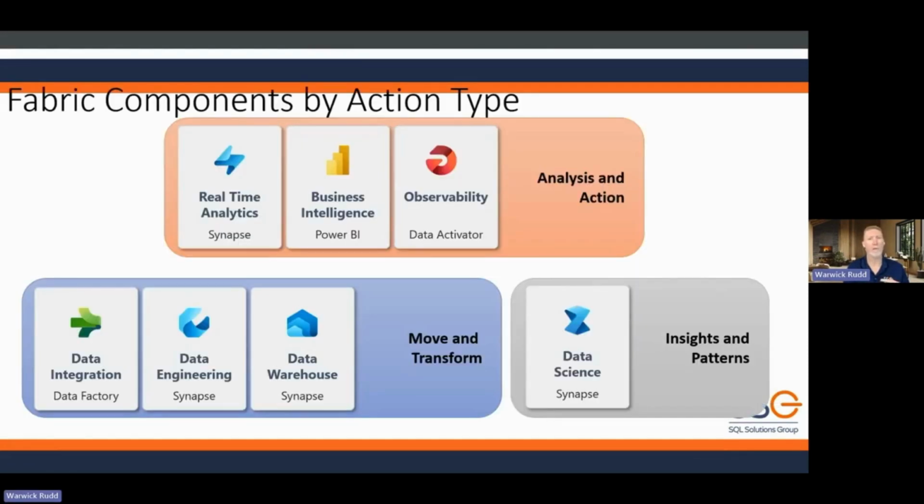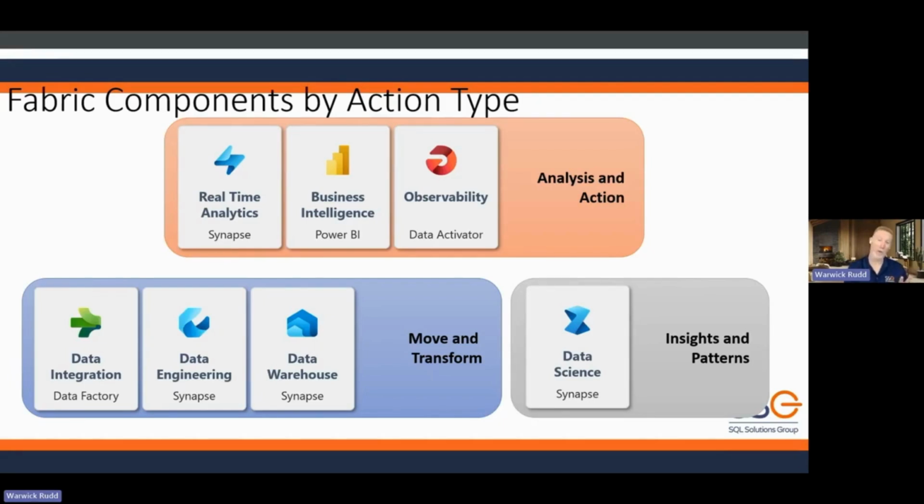So, who's actually going to be using this? Well, when we break it down into the various types, we can see we've got our analysis and action. So these are the types of components that we're going to be using, from our real-time analytics, business intelligence, and observability. They're the things that we're going to be using so that we can be told when something's happening, we can then make those decisions. Our move and transform. Nothing new here, being data integration, engineering, and warehousing. It's technologies that we've been using for quite some time. We've just made it easier. And then we've got our data science to allow for those insights and patterns.